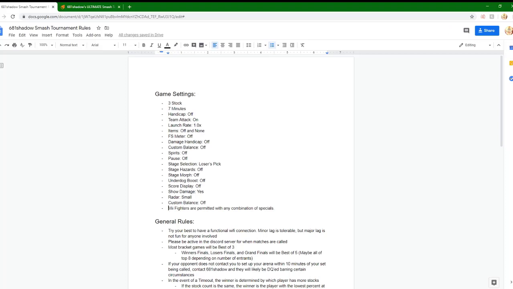The only other important thing on here: Mii fighters are permitted with any combination of specials, meaning that if you're using a Mii fighter, you are able to use whichever specials you want on them. There's no limitations on those whatsoever.